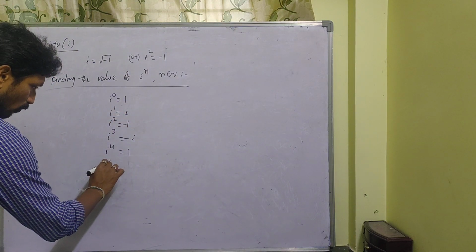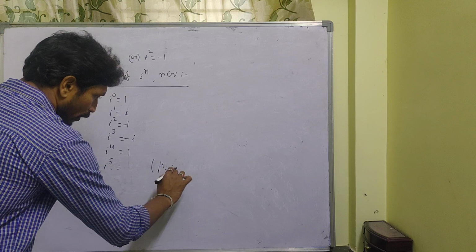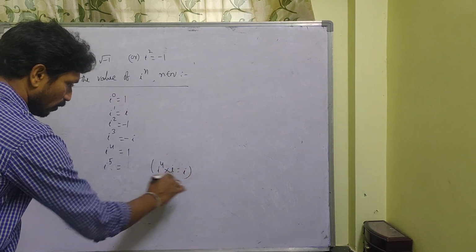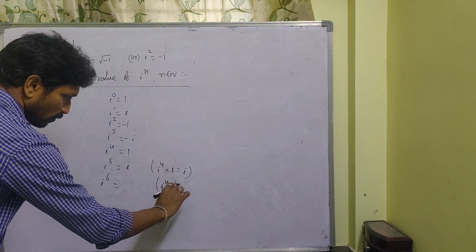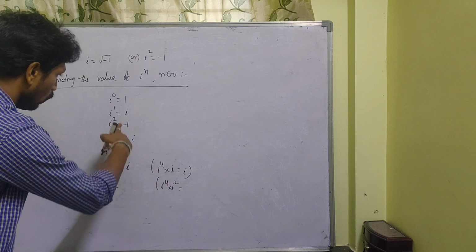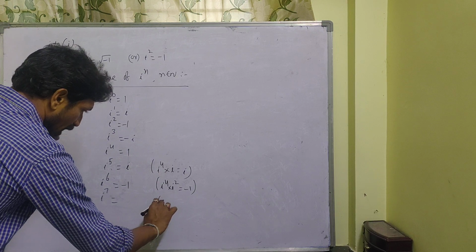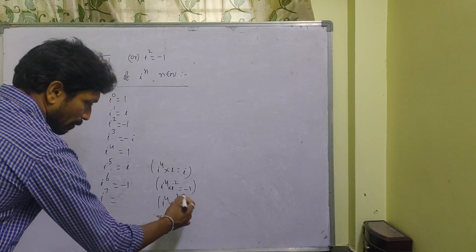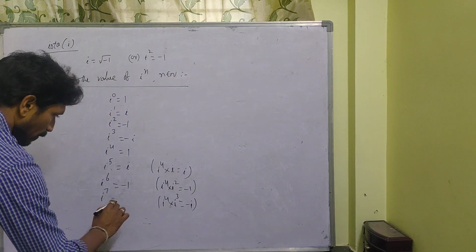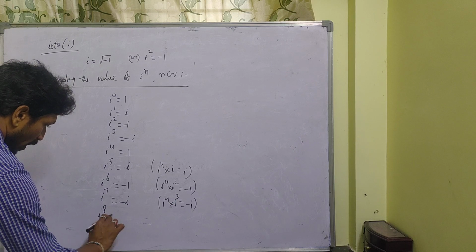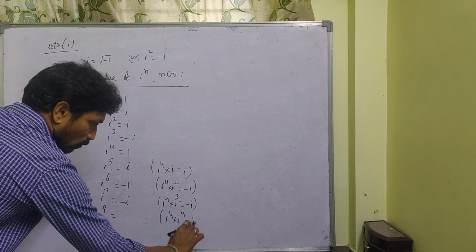Again, if you go for i power 5, i power 5 is nothing but i power 4 into i. i power 4 is 1, so 1 into i, that is i only. Next, i power 6 is i power 4 into i square. i power 4 is 1, i square is minus 1, so this value is minus 1. Next, i power 7 is i power 4 into i cube, that is 1 into minus i, minus i. Next, i power 8 is i power 4 into i power 4, that is 1 into 1, 1.